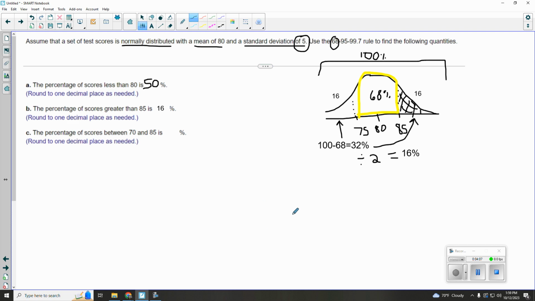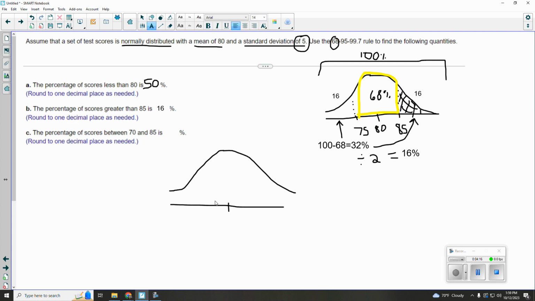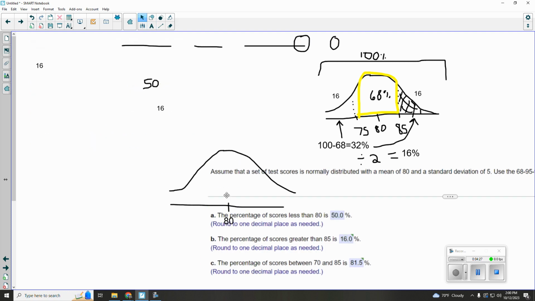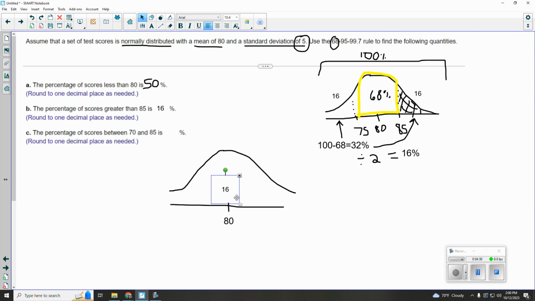So I might draw my picture again since I've written on this one so much. So I draw my picture. I know my mean is 80. And then I know that this number up here is 85 because we go up one standard deviation. And then if we go down one standard deviation, we're at 75 because that's 80 minus 5.